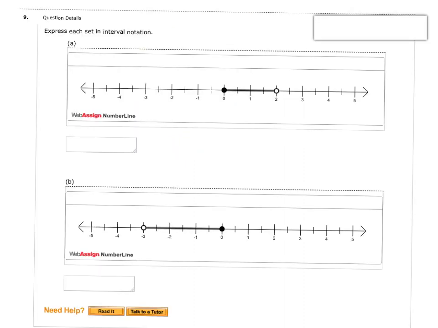Always parentheses. All right, next up here, for this one we're going to express it in interval notation. This one has a clear start and stop, so it's not too hard. And then the closed circle is a bracket, and the open circle is a parentheses.